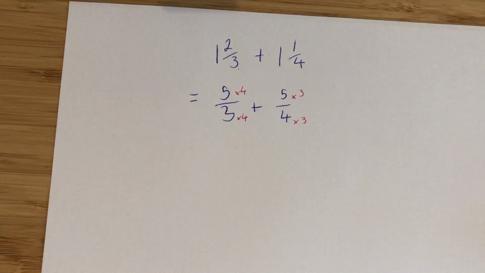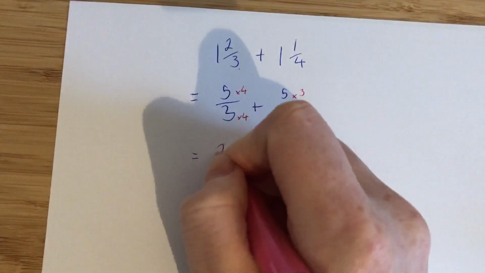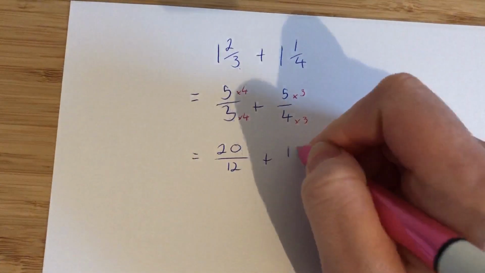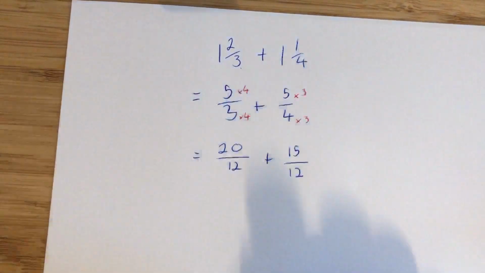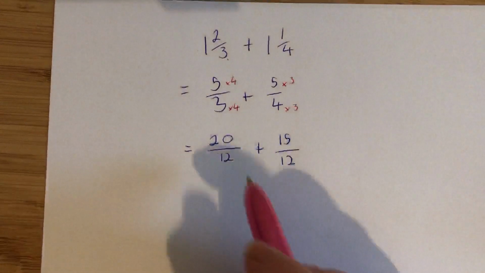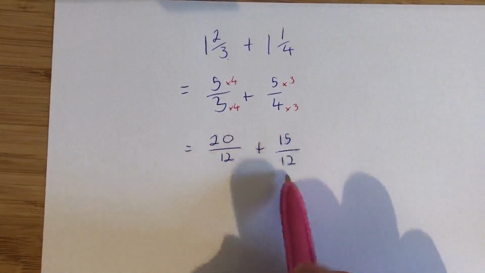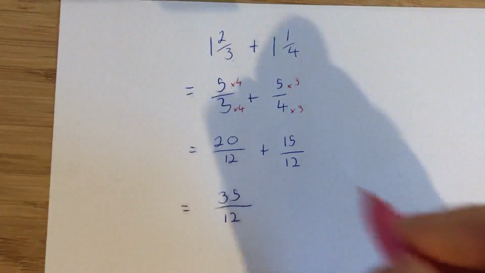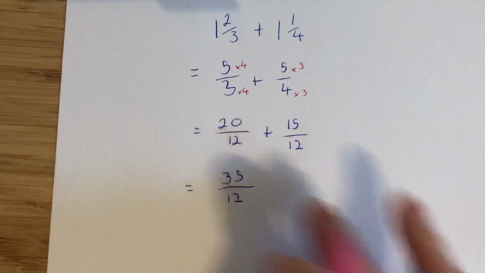So in our next line, we've got 20/12 plus 5 times 3 is 15/12. Once you've got it in the 12ths, so you've got 20/12 plus 15/12, that leaves us with 35/12. Your denominator stays the same. You're just adding the numerators together.